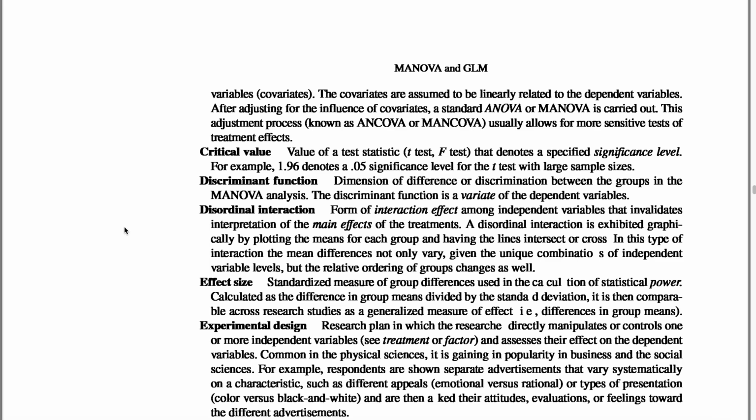Disordinal interaction. An interaction effect among the independent variables that invalidates interpretation of the main effects of the treatments. A disordinal interaction is exhibited graphically by plotting the means for each group and having the lines intersect or cross. In this type of interaction, the mean differences not only vary given the unique combinations of independent variable levels, but the relative ordering of the groups changes as well.